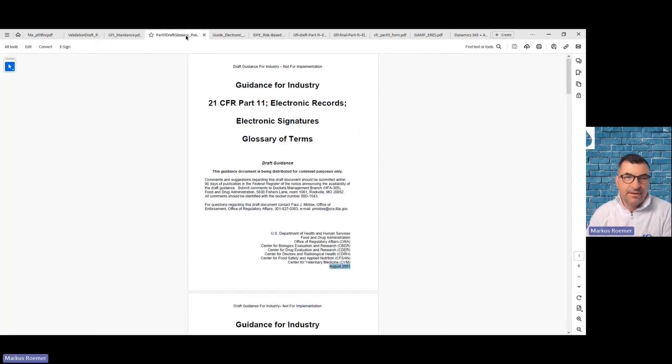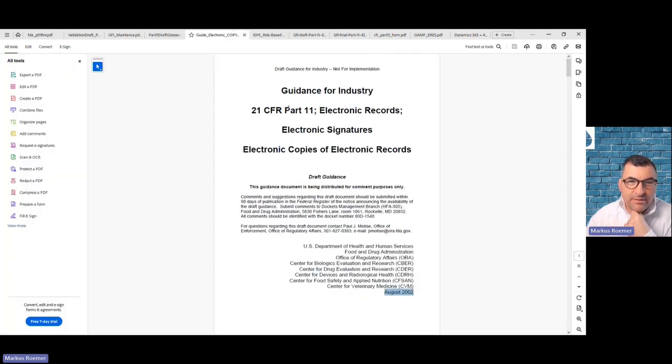Very quickly, in August 2001, we also had the glossary of terms. Chronologically it is not perfect, but you see all four different guidance for industry documents. And one was then the electronic copies of electronic records and so on. So Part 11 should be supported by additional guidance for industry documents, and quite a lot of them. None of them was finalized, so the status is never final.